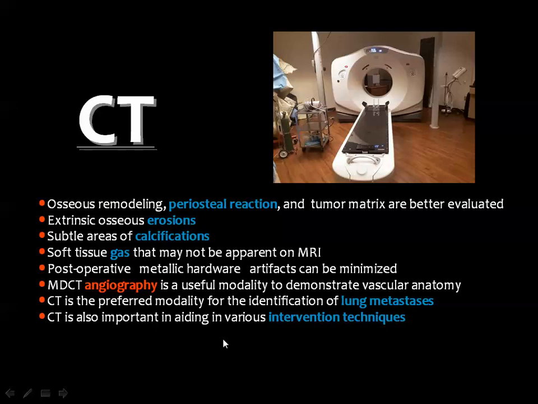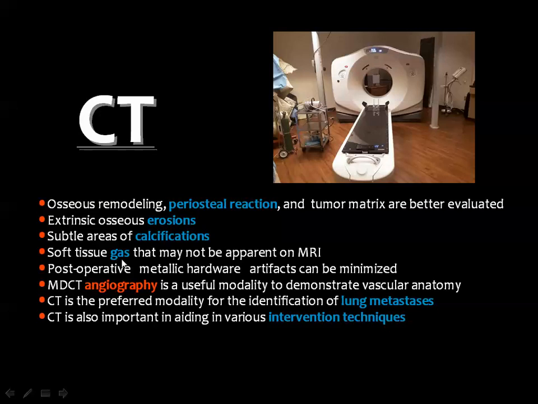Then CT is not considered by many as a part of the protocol in examination of the soft tissue tumors, but CT is very important in diagnosis of periosteal reaction, and it can also see erosions better than X-ray in the cortical bone adjacent to the tumor. Also subtle calcifications, which are not detected by plain X-ray nor ultrasound, can be better seen by CT scan.